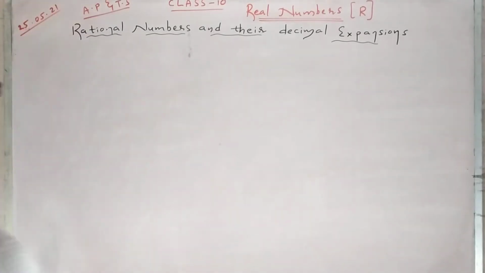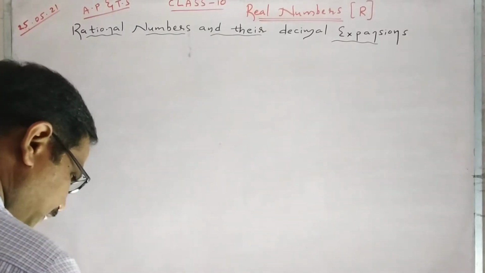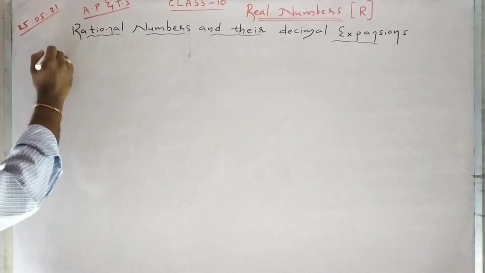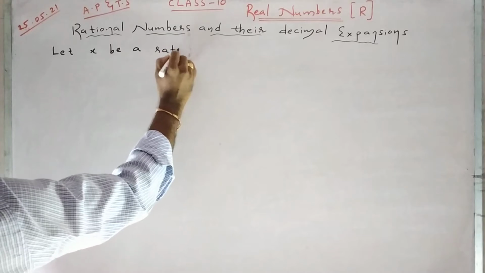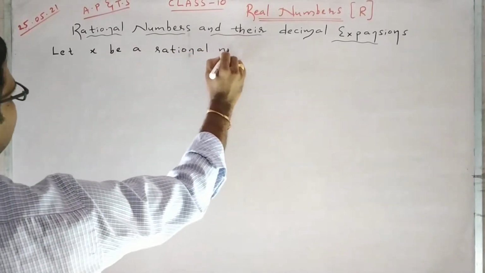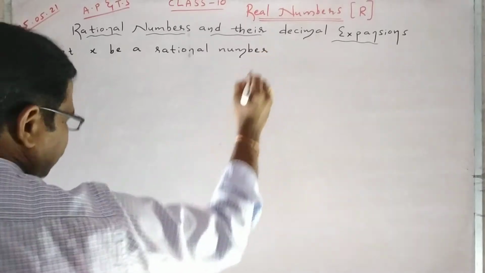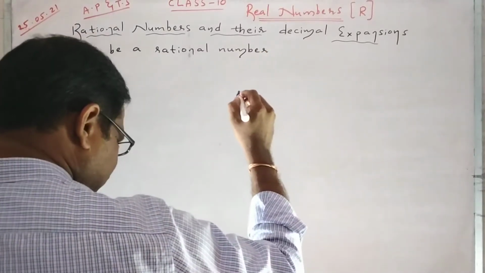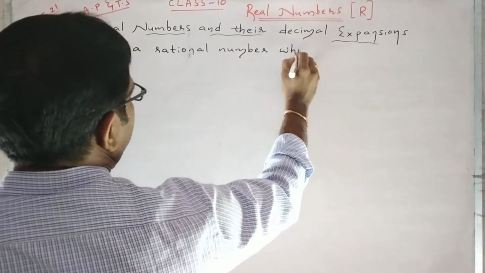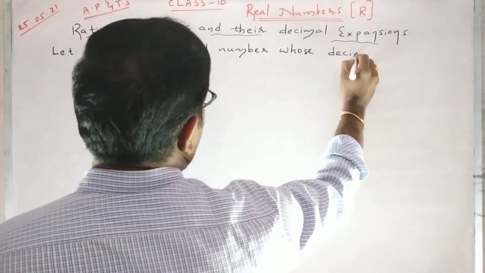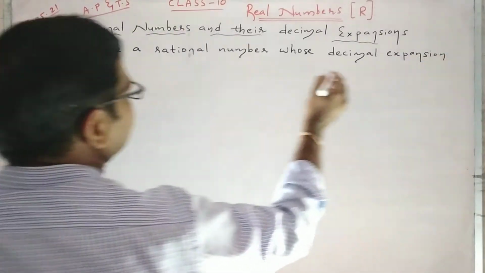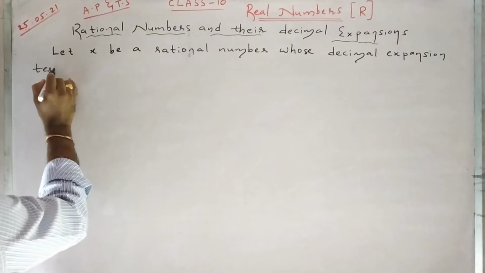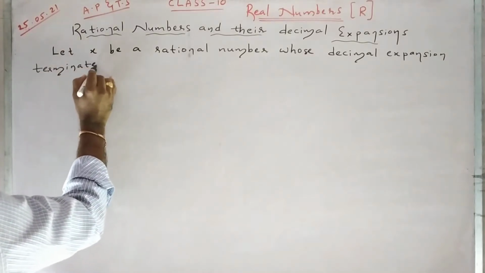In real numbers, let us see the rational numbers and their decimal expansions. Let x be a rational number whose decimal expansion terminates.